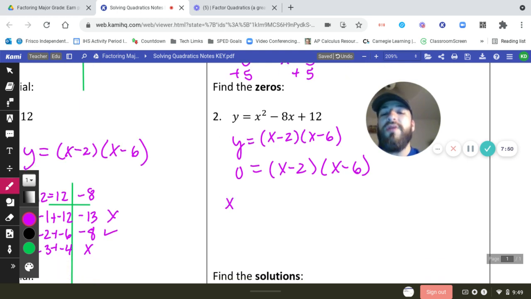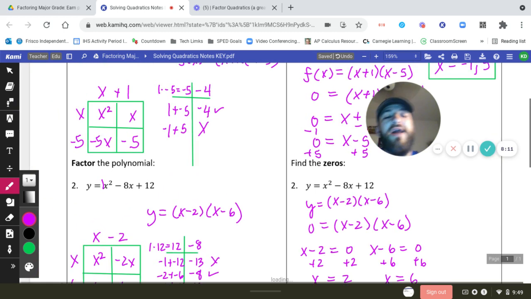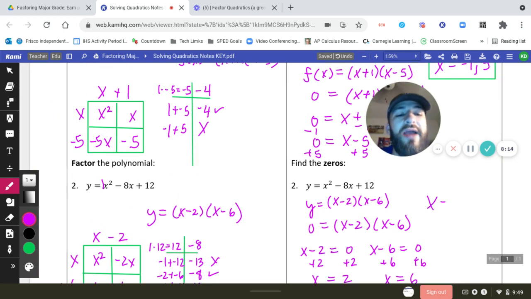And remember, this is still equivalent to writing it the other way. So if this makes you feel a little bit better solving for x, then of course do this to make yourself feel a little bit better. But with both of these, plus 2, we get x is equal to 2. Plus 6, and we get x is equal to 6. So for our final answer on number 2, my zeros are 2 and 6.